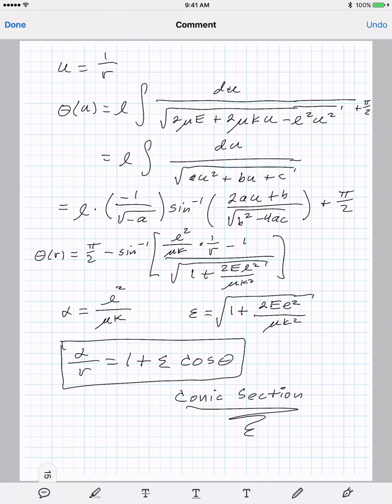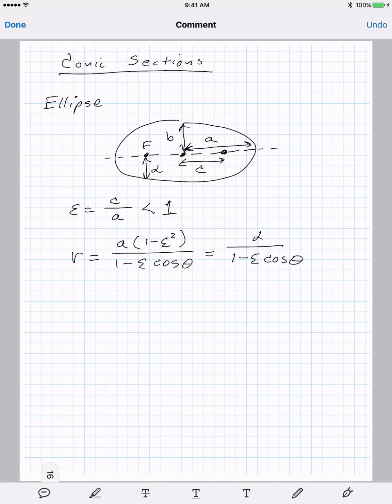If we go back here, we saw that we have alpha over r equal to 1 plus epsilon cosine theta. That's showing up right there, and we get the same thing here. Alpha over r, bringing the r down, in this case I have a minus epsilon. That's actually okay. I can have alpha over r equal to 1 minus epsilon cosine theta. I'm just flipping the definition of cosine theta by pi.